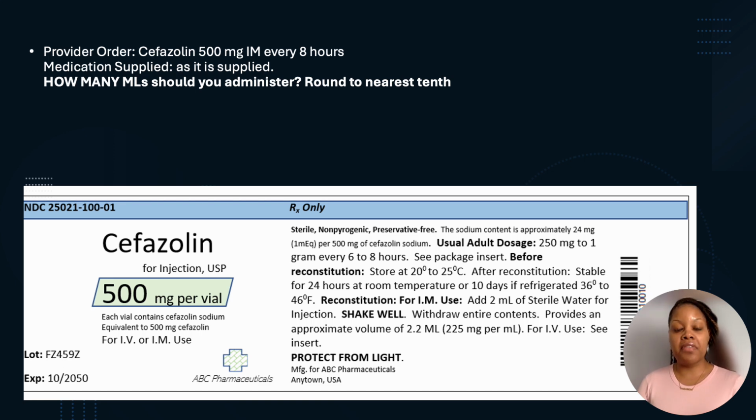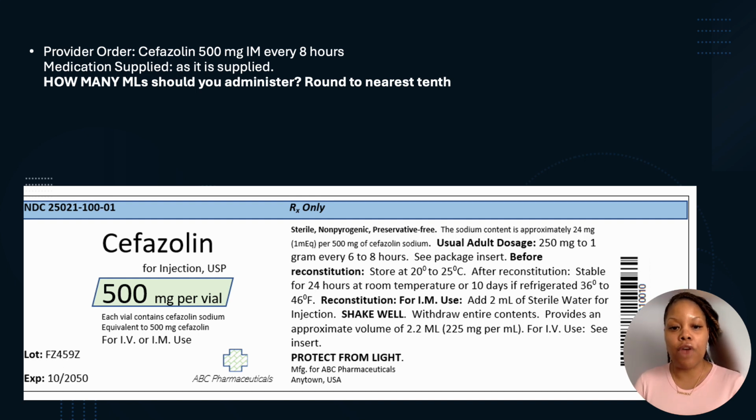So let's start with this label. Cefazolin, which is the antibiotic, says that there's going to be 500 mgs per vial. Okay, so then we're going to go over to the side of it. It says that the usual adult dosage is 250 mgs to 1 gram every 6 to 8 hours. Okay, do we really need to know that? Not really, unless our question is asking us, okay, is this dose safe? If our question is asking, is this dose safe? Then yes, we would need that information.